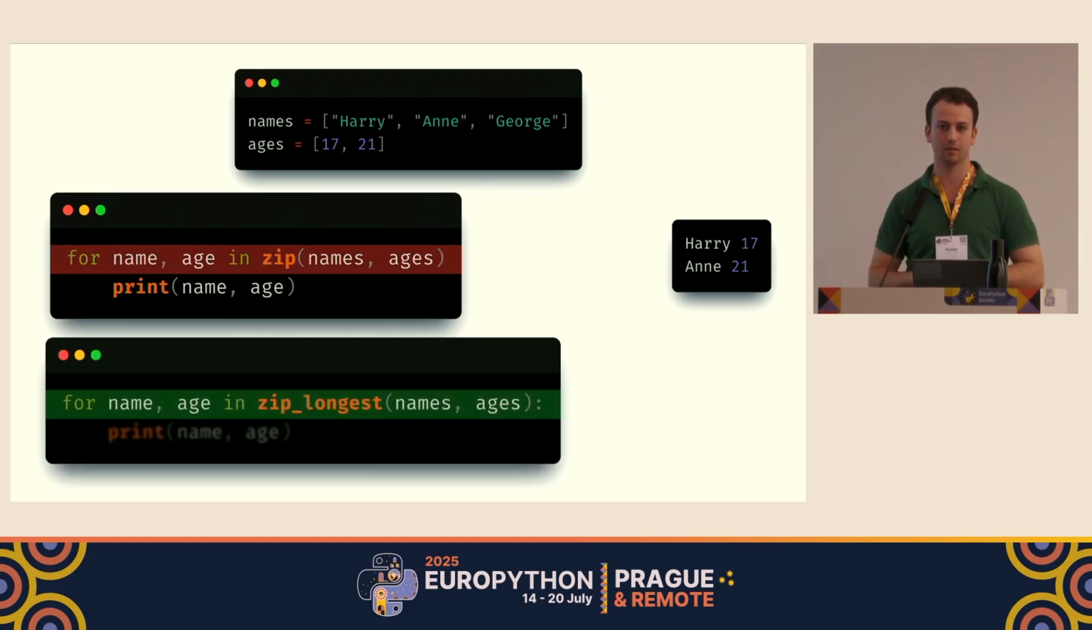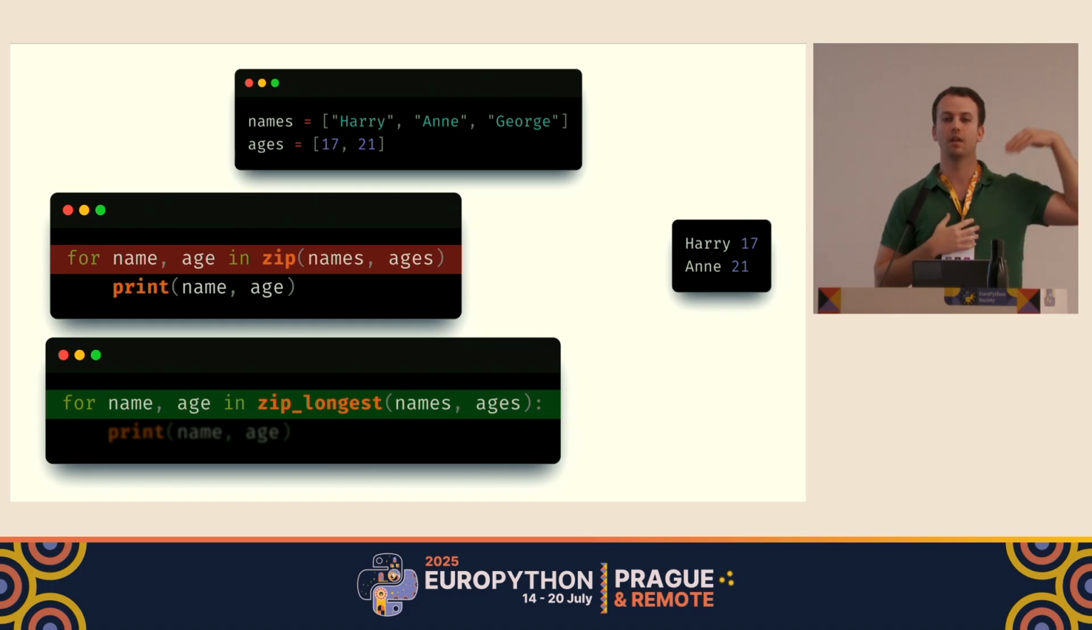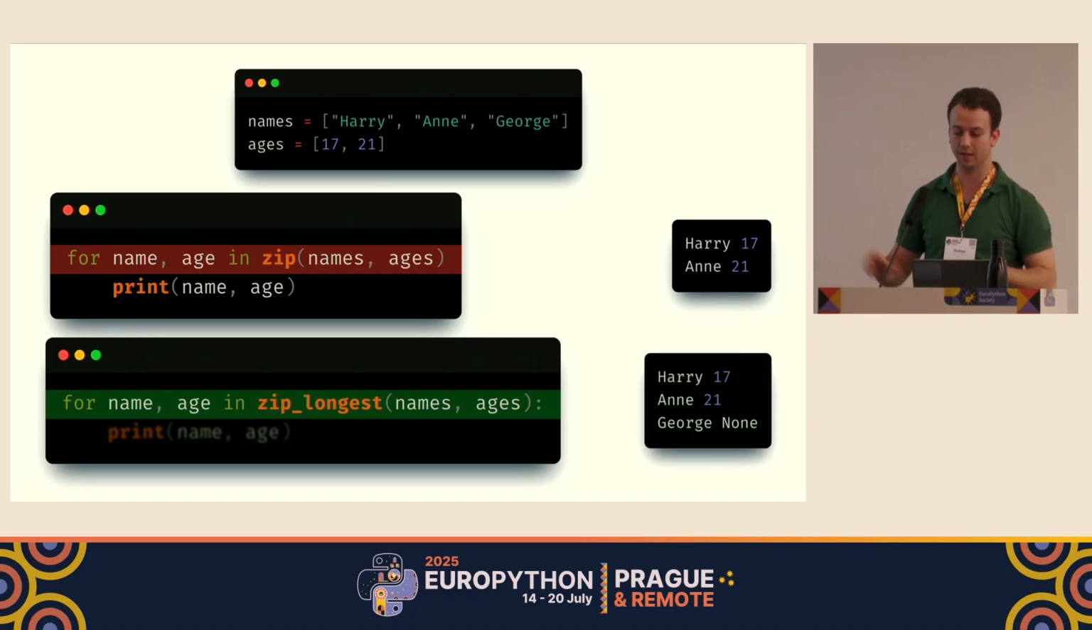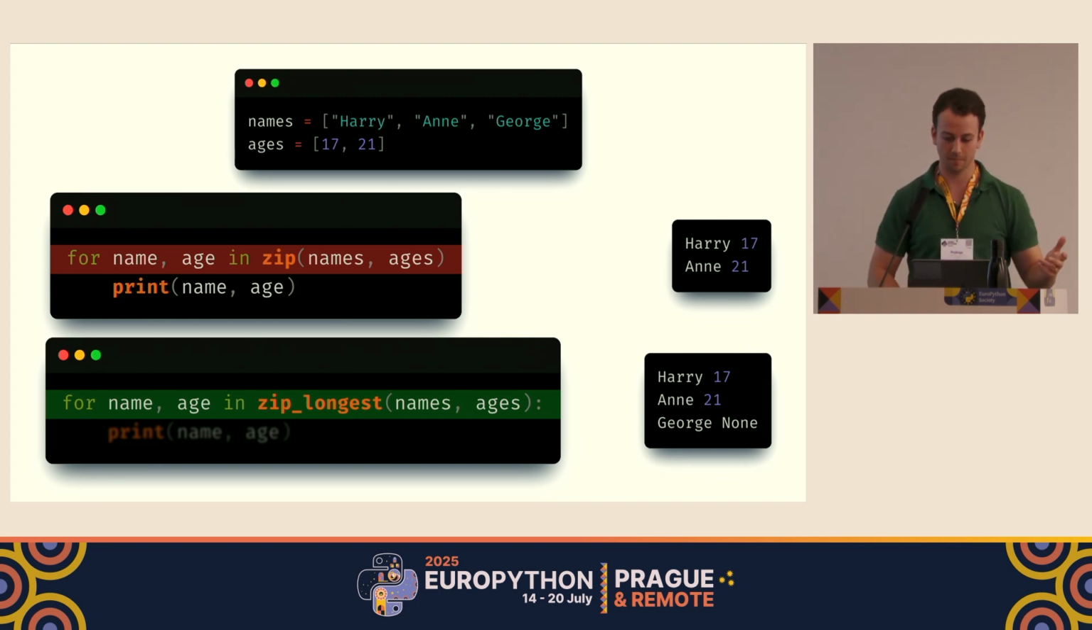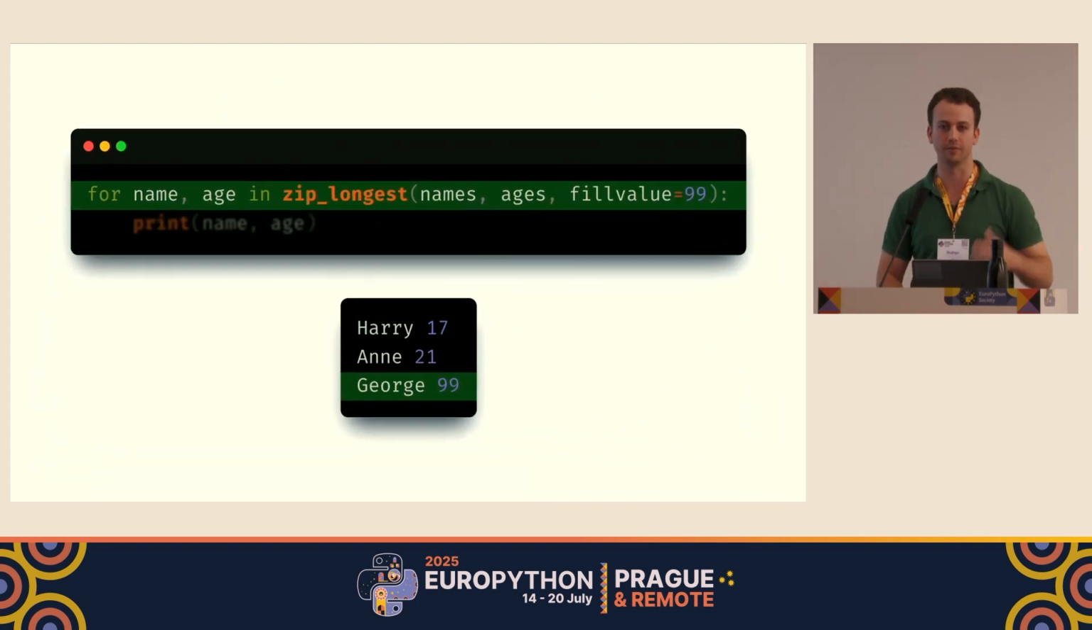Zip longest goes until the longest one. And by default, for the iterables that are done already, you get the value None. So you get Harry 17, N 21, and George None. But you can also specify a fill value that lets you use a different value to fill in the missing data. So suddenly George is now 99.